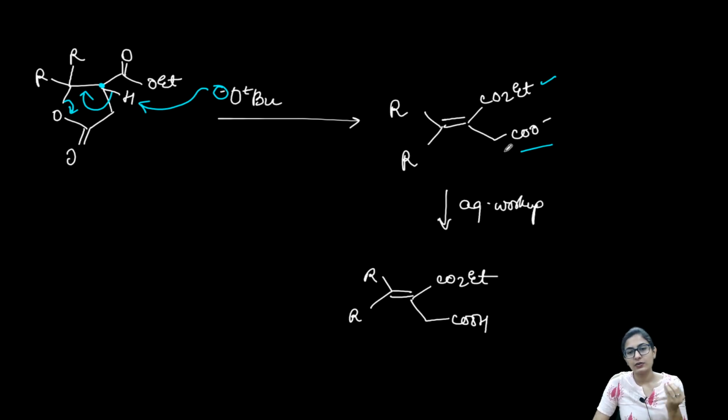the other ester, which was a little far away, gave the lactonization reaction, and finally after elimination you get the formation of a double bond. On aqueous workup you get the acid. Now this aqueous workup does not mean we are doing the ester hydrolysis, just removing the impurities, and finally you get your product of the Stobe condensation.